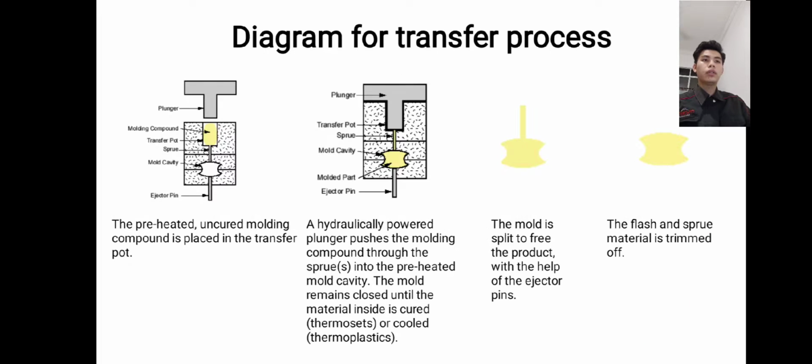After that, the diagram for transfer molding is this. The preheated uncured molding compound is placed in the transfer pot. After that, a hydraulically powered plunger pushes the molding compound through the sprue into the preheated mold cavity. The mold remains closed until the material inside is cooled, the thermoset or thermoplastic. After that, the mold is split to free the product with the help of the ejector pin. The flash and sprue material is trimmed off.